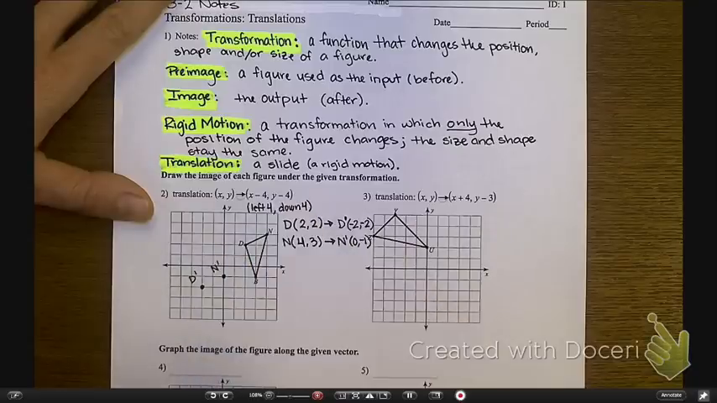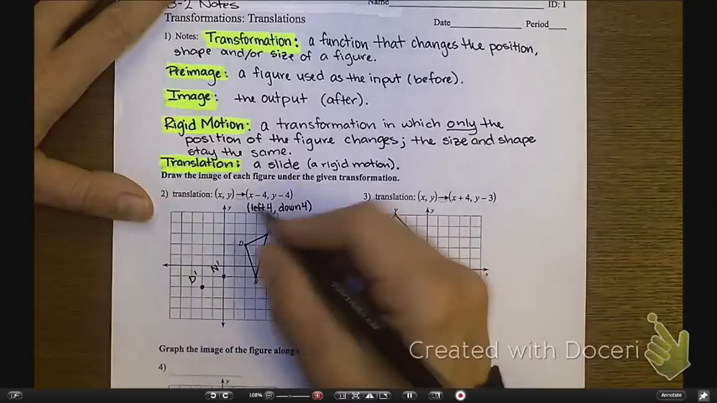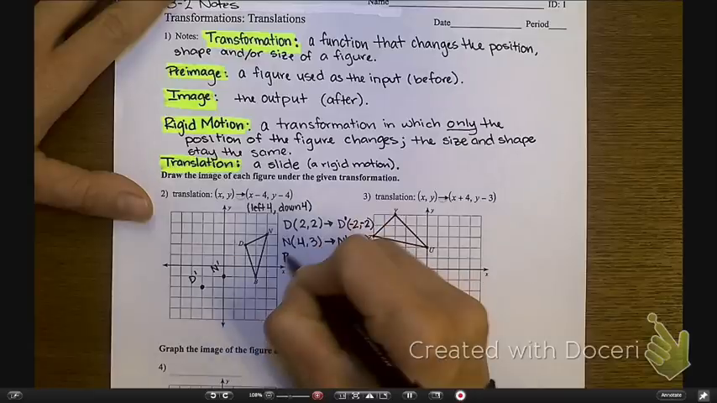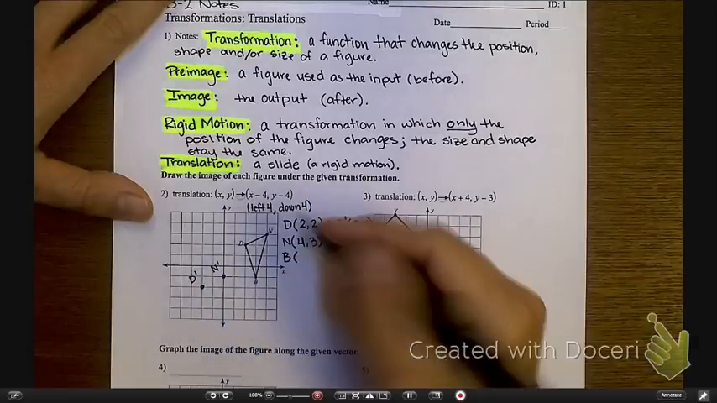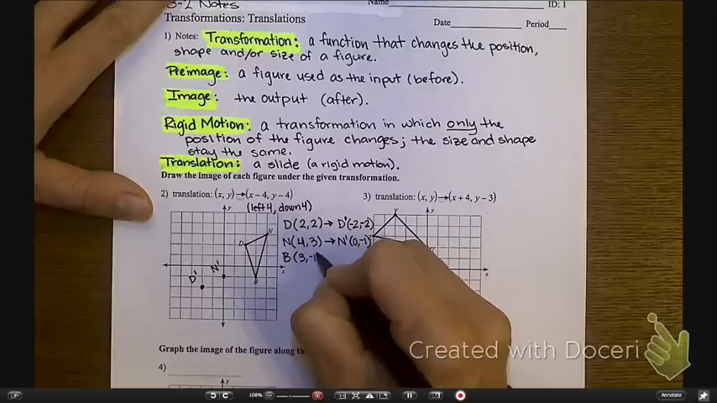Okay. Now the last ordered pair was B, so the coordinates for B were 3, negative 1. If I apply the rule, I can get B prime.